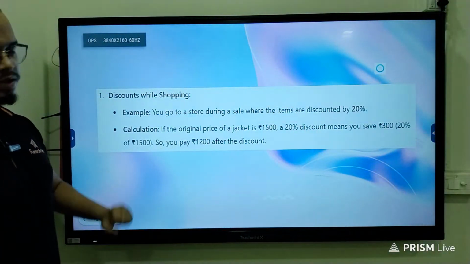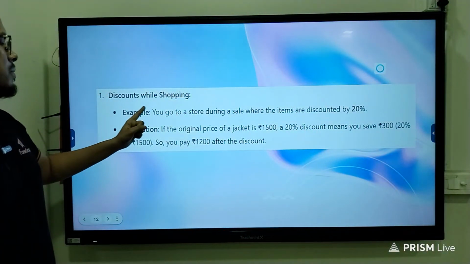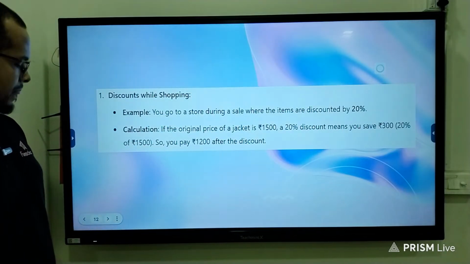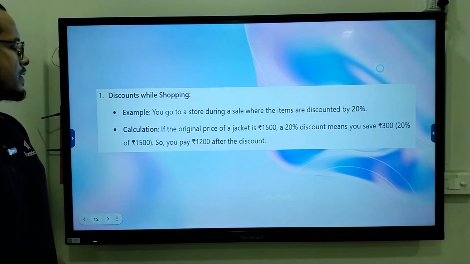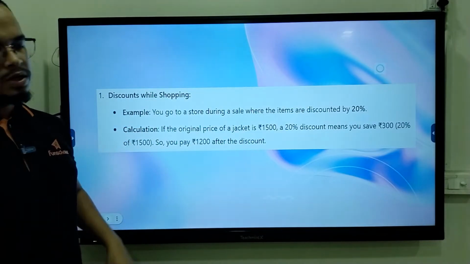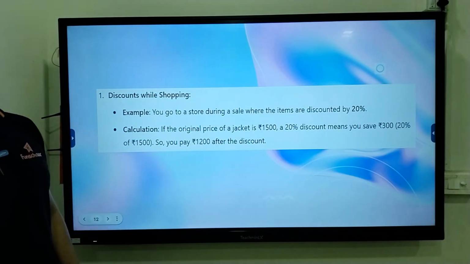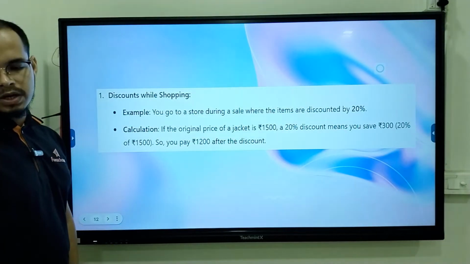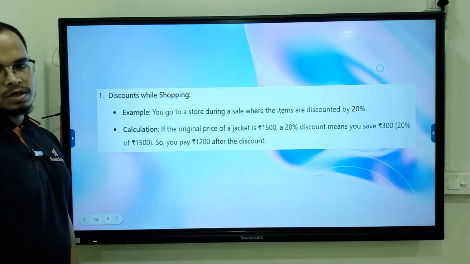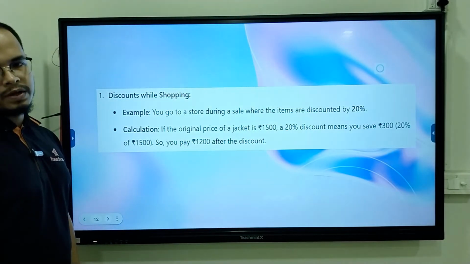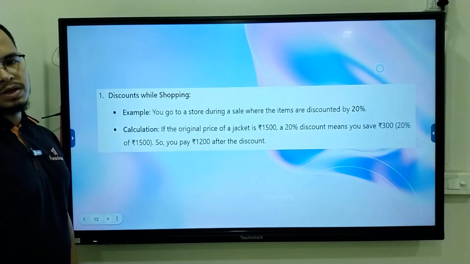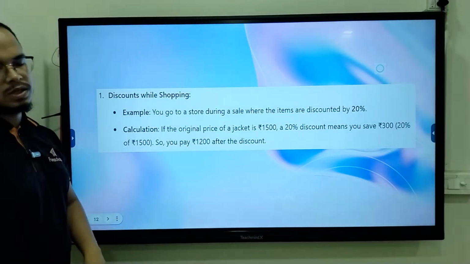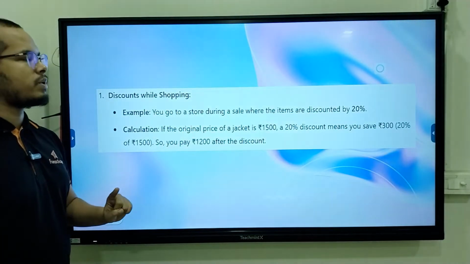Chalo. Now let's do this sum. For example, you go to a store during a sale when the items are discounted at 20%. If the original price of the jacket is 1500, a 20% discount means you save 300 rupees. Simple. 20% discount, so 20 divided by 100 into 1500. 20 divided by 100 is 1 by 5. 1 by 5 into 1500 is going to be 300. So you pay 1200 after discount. So 1500 minus 300 gives you 1200.